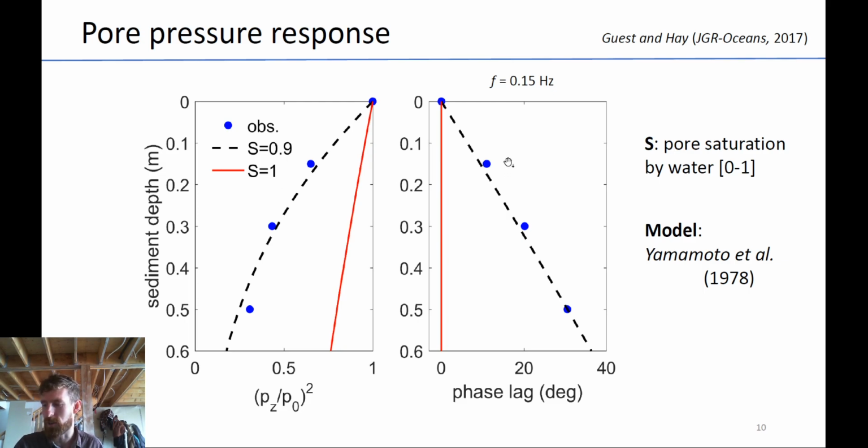So a model best fit to our observations yielded an estimate of the saturation, and in this case the best fit indicated a trapped air volume of about 10%. The red curve here indicates the model fit assuming full saturation of the bed by water, which is clearly different from our observations in this case.